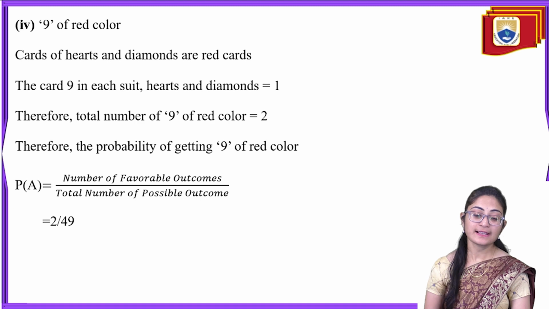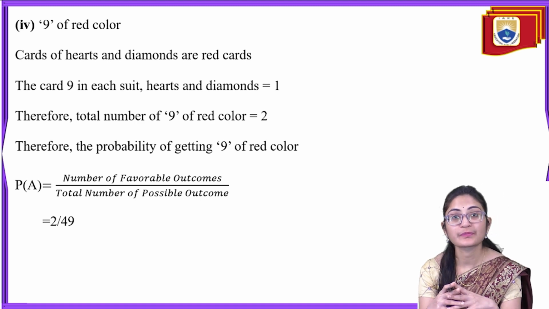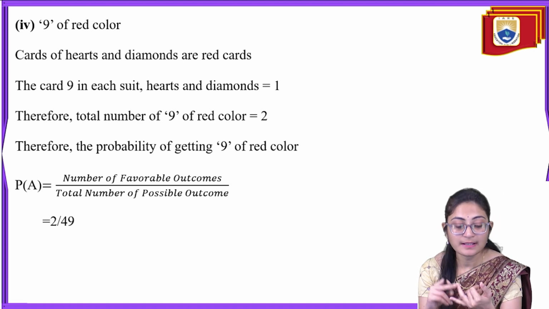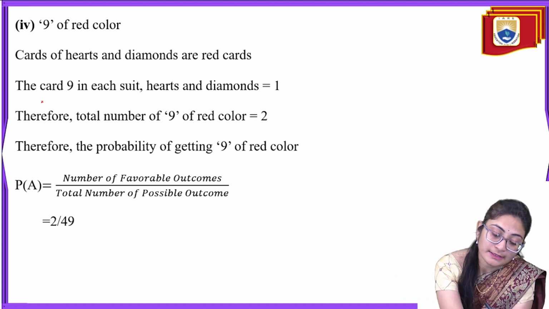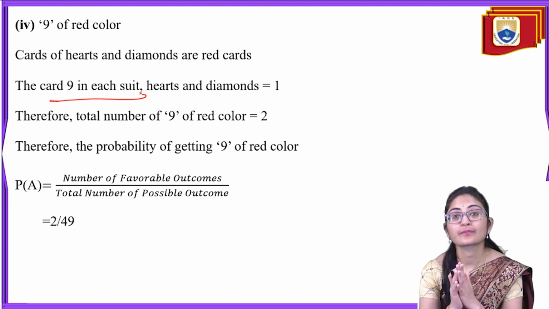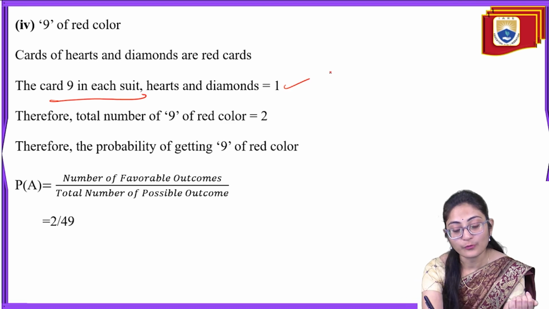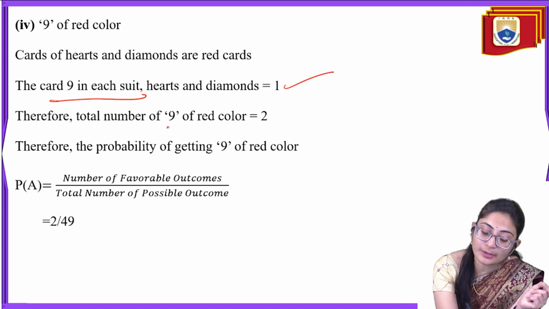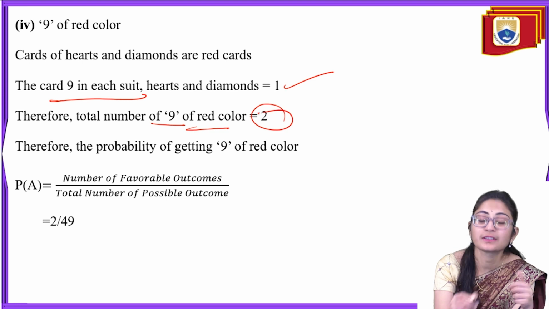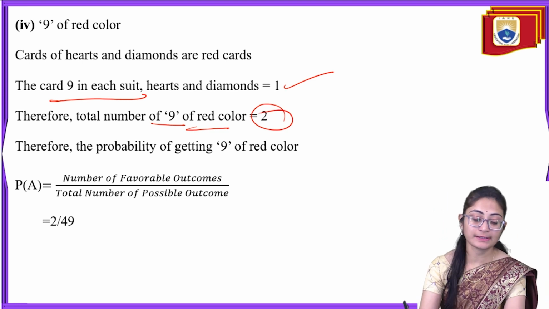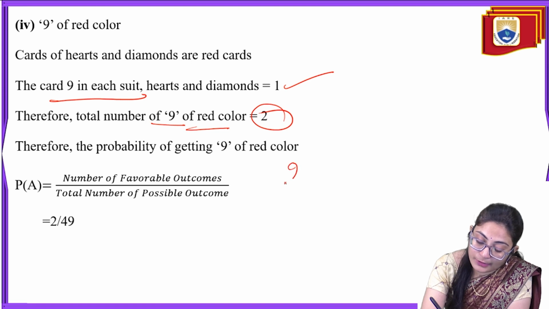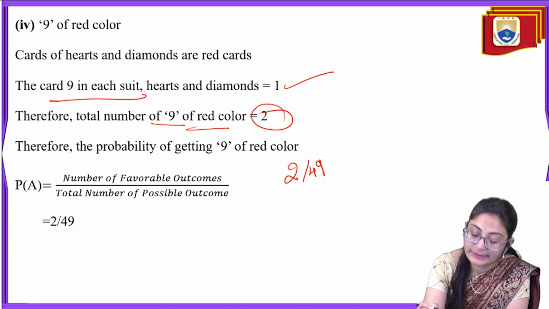Now next is 9 of red color. Cards of hearts and diamonds are red colors. Now card 9 in each suit: hearts and diamonds, 1 each. Therefore the total number of 9s of the red color is 2. Therefore the probability of getting a 9 of red color is 2 by 52.